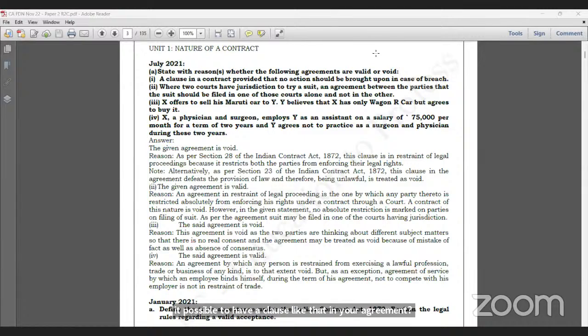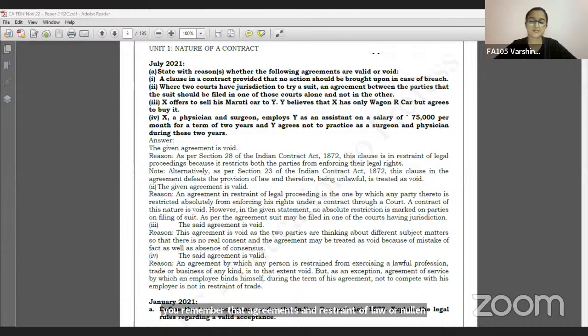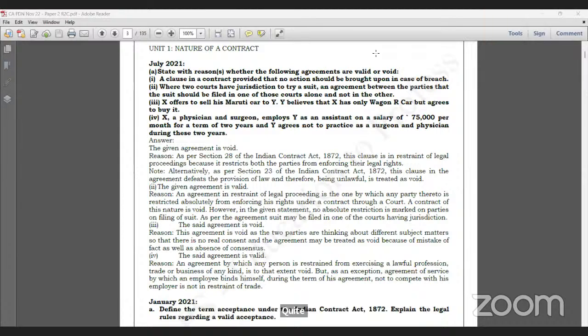No. Remember, we did agreements against public policy, agreements in restraint of law. Did you remember that? Agreements in restraint of law are null and void. Remember that? We did agreements against public policy, correct? So read the answer. Yes, sir.